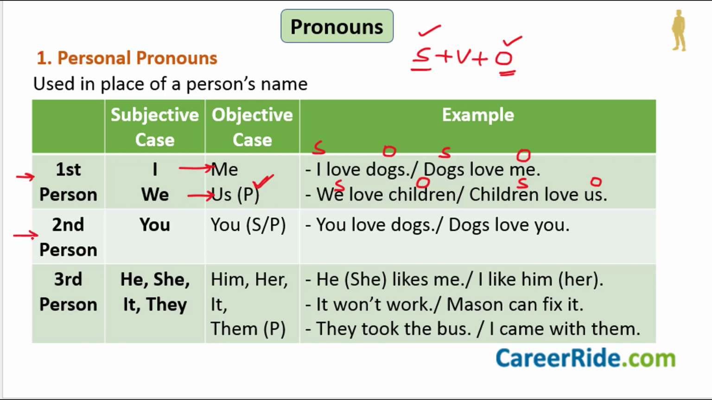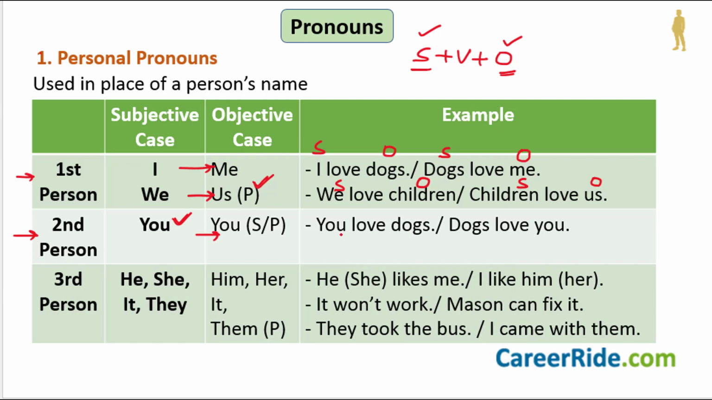Now coming to the second person, what happens in case of the second person? Second person can be one person, it can be many people, right? So second person is you. We have seen this in the previous slide, the diagram that we saw. Now when you try to convert it into object, it still remains you, and it can be used in singular and plural, both the forms.